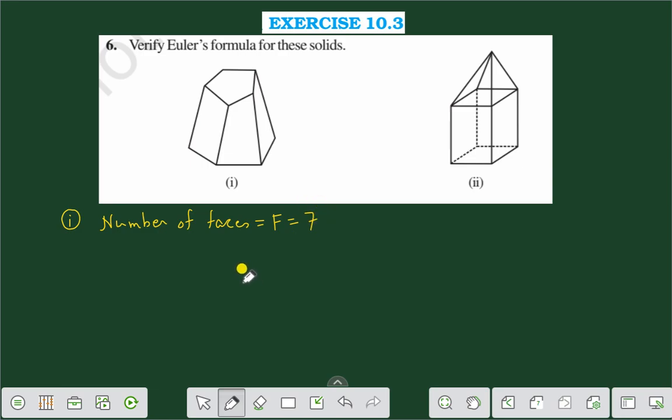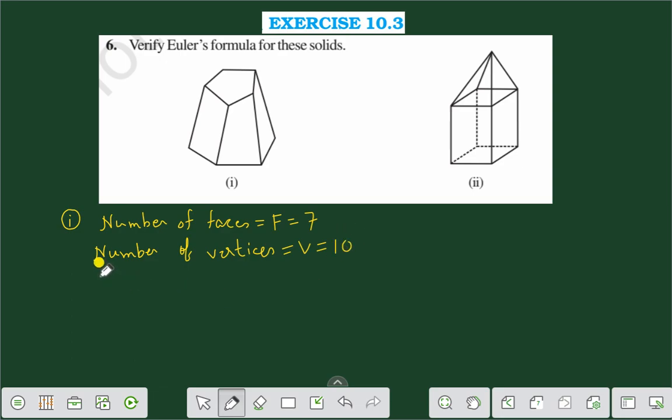Right? Now we will find the number of vertices. Number of vertices is equal to V. Number of vertices we are getting 1, 2, 3, 4 and here it is 5, 6, 7, 8, 9, 10. Number of vertices is 10.